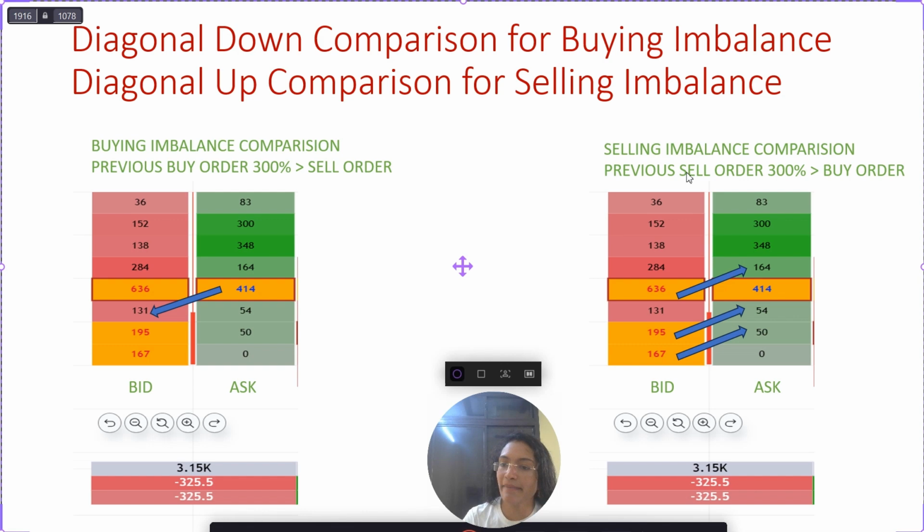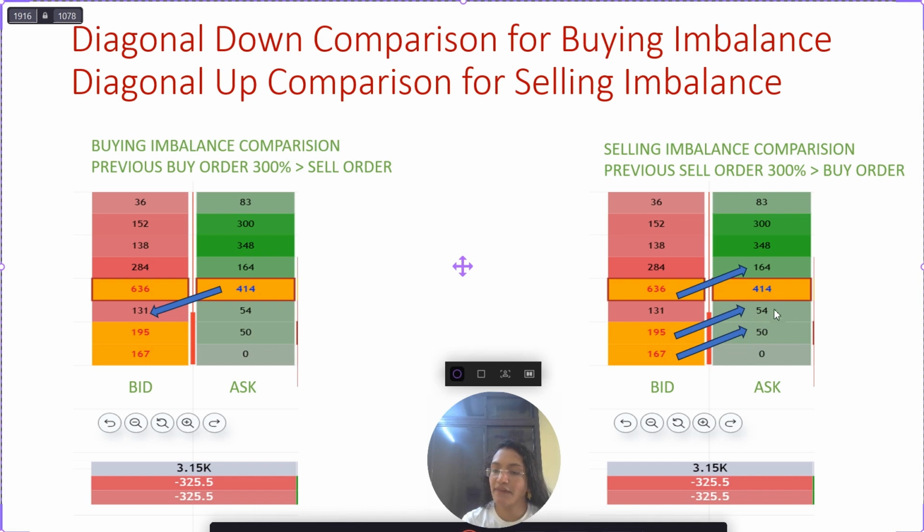So see here, this is about selling imbalance. To know about selling imbalance, you need to compare it with the diagonally up. To find whether it is an imbalance, you have to compare it with the diagonally up buying. So see here, this is 50. 3 times 50 is 150, right? So this is more than 300% more than this. So we call it selling imbalance.